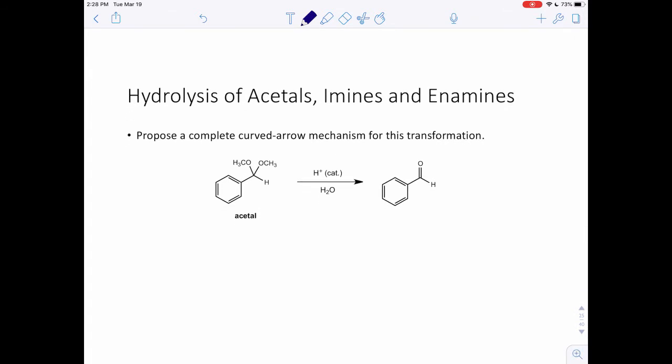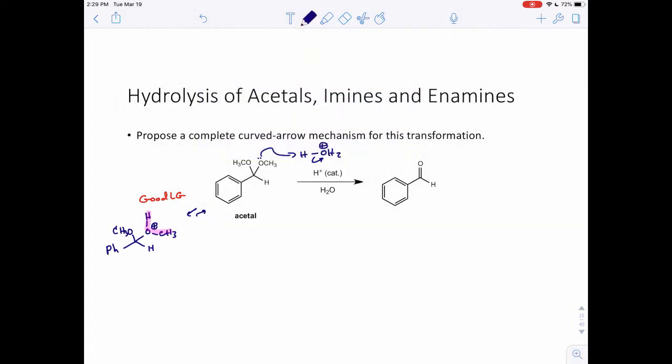So we're in acid. The first thing we're going to do is protonate something. Since we're in aqueous acid, we're going to use hydronium to do that, consistent with our discussion at the beginning of class. Now we've generated a protonated acetal. Just like when we generate water, we've generated methanol here, and this is going to be a good leaving group. So we're going to go ahead and have it leave.